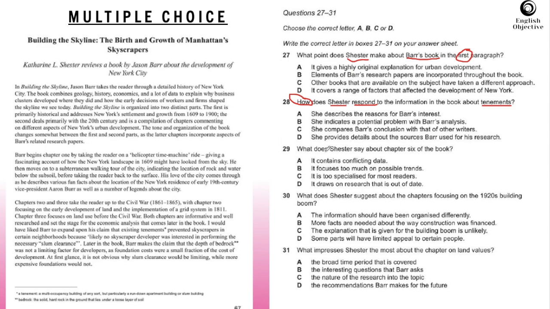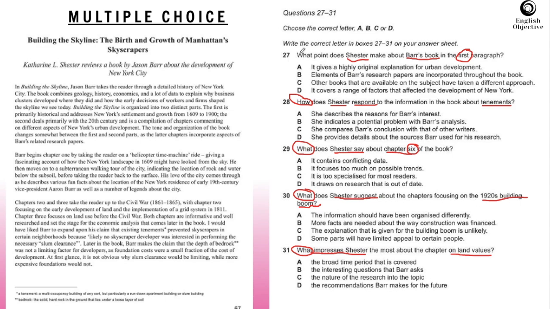29. What does Chester say about chapter 6 of the book? 30. What does Chester suggest? So it's going to be a recommendation or suggestion about the chapters focusing on the 1920s building. So it's quite a specific event. And question 31. What impresses Chester the most? So impress, impressive, impression, about the chapter on land values. So that's the very specific topic of that chapter. So it's going to be easy to find those kind of keywords.